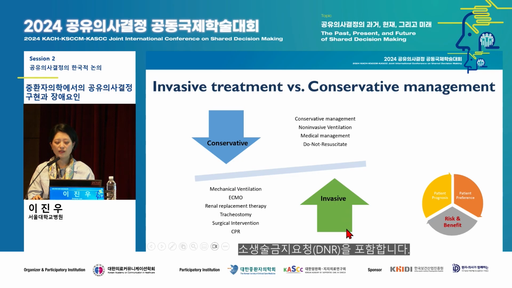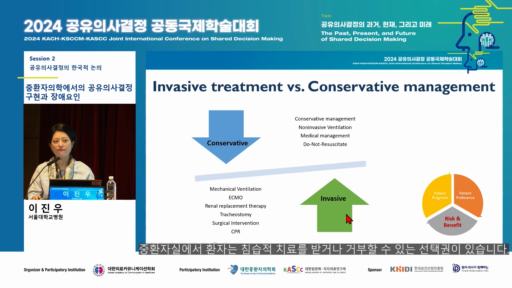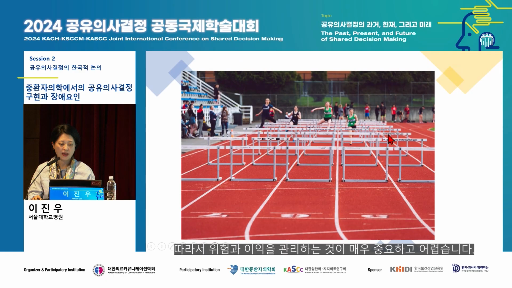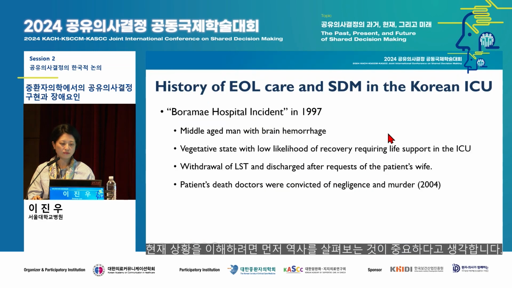But if you go into the ICU, you will have a choice of getting invasive management, which will include mechanical ventilation, sometimes ECMO, renal replacement therapy, tracheostomy, and other various surgical interventions and CPR. So the risk and benefit assessments are very important in the management of critically ill patients. What are the barriers to successful SDM in the ICUs?